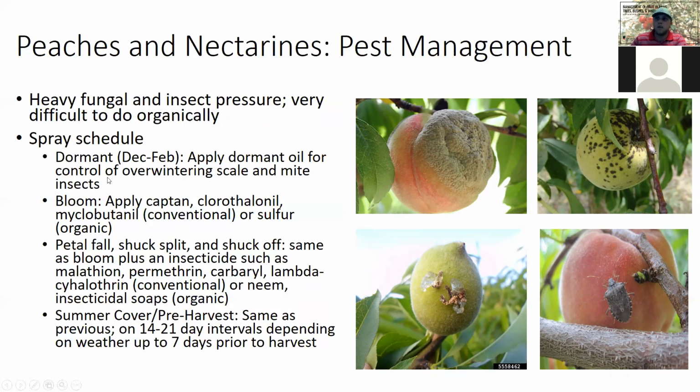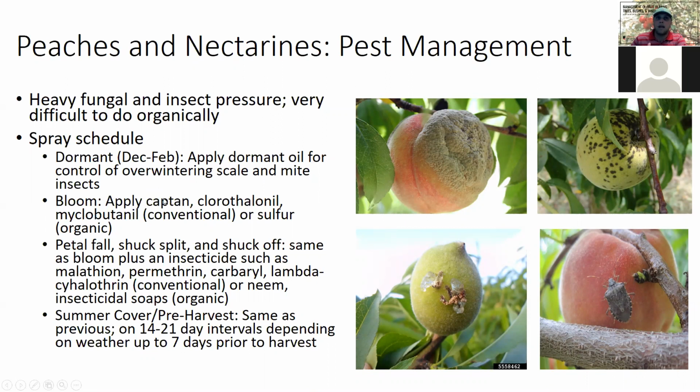This is a spray that I would definitely recommend for homeowners to not miss, as you do get a lot of reduction in both overwintering insects and some fungal reduction as well. At bloom, this is really a critical spray.